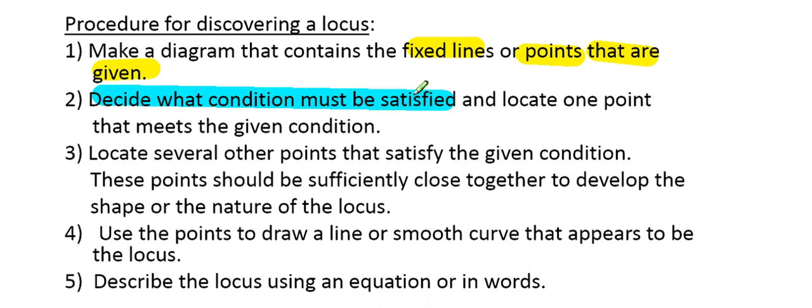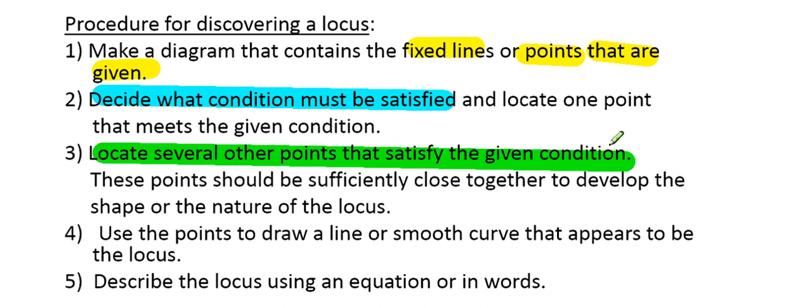Once you've decided what the condition is that needs to be satisfied, you're going to locate one point that satisfies that condition. Once you've located one point, you're going to locate additional points. This should be enough to help you develop what the shape of the locus is going to be like. Then you're going to use those points to either draw a line if your figure is straight or a smooth curve, and then describe the locus using an equation or in words.